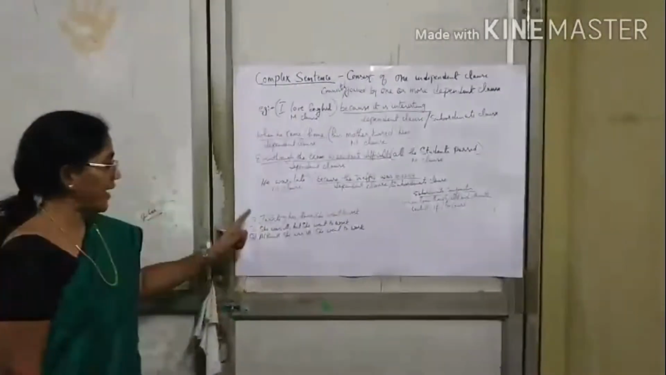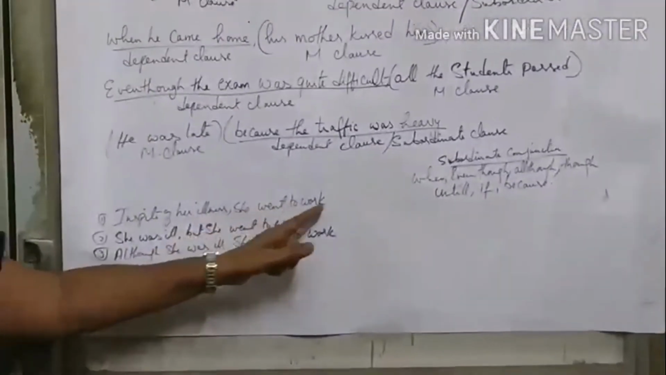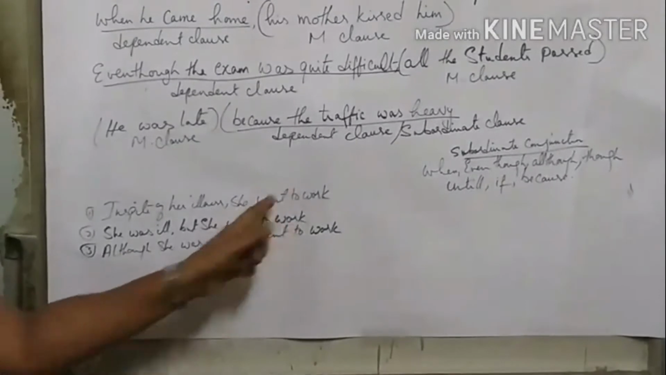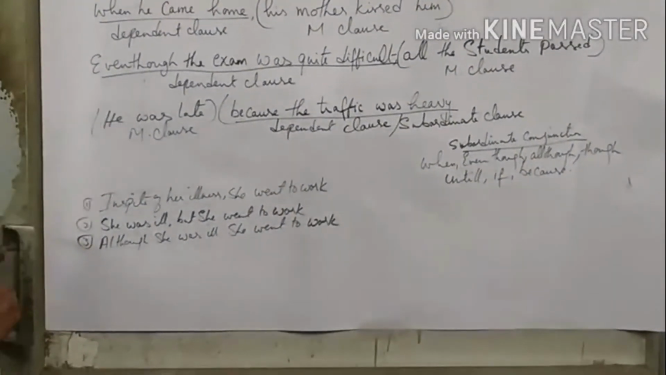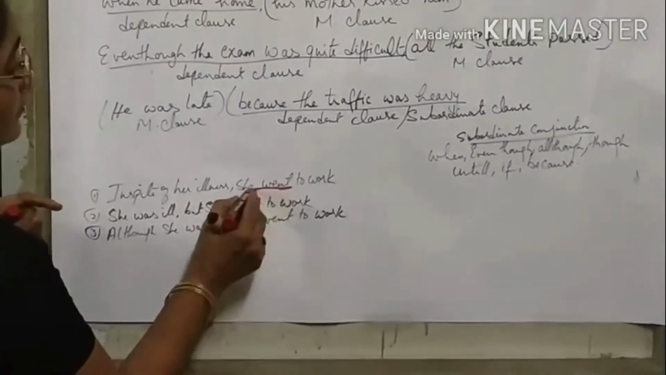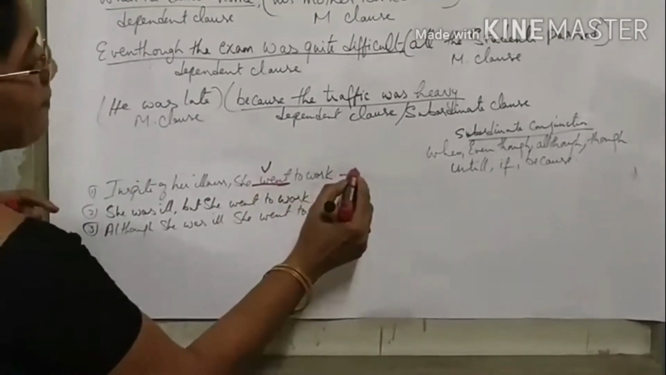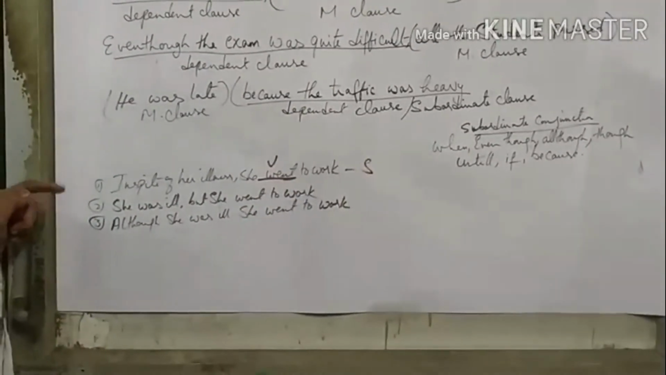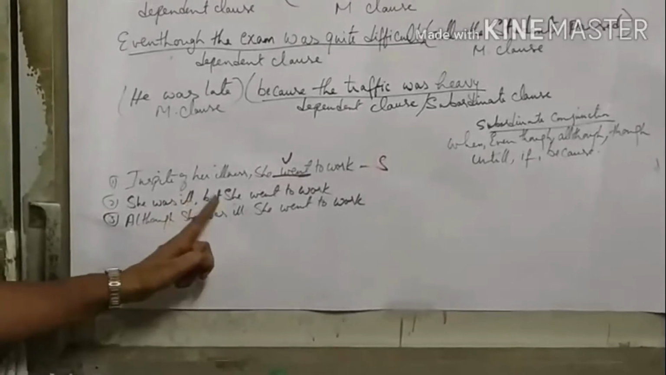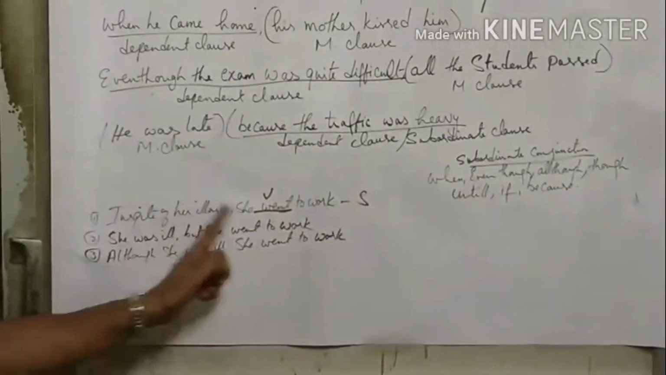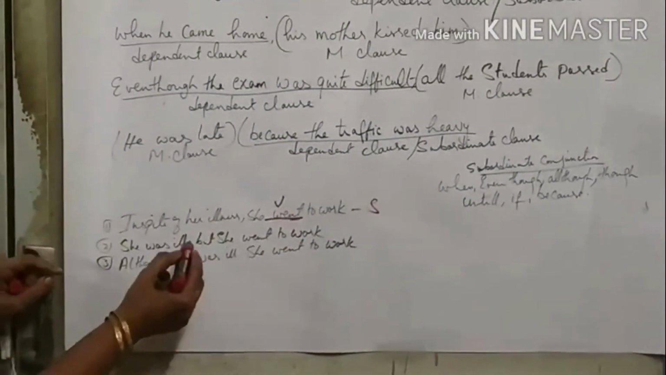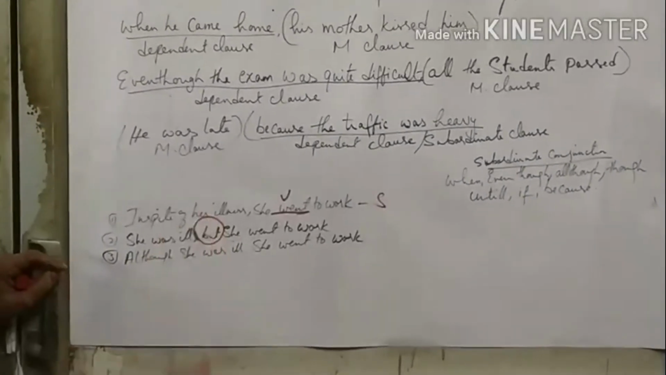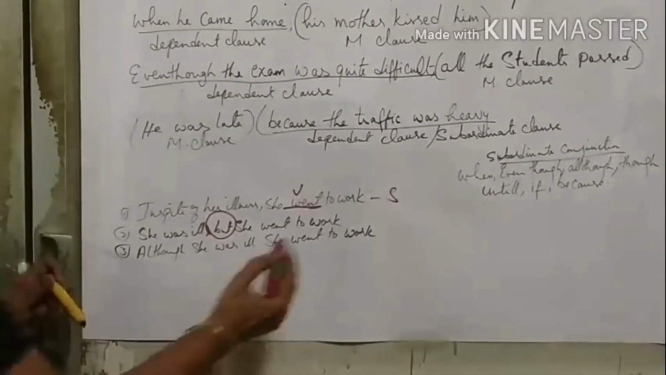Now let us see. In spite of her illness, she went to work. One verb, she went to work. You got it here? Verb. So it is a simple sentence. She was ill, but she went to work. Two main clauses joined by a conjunction, coordinating conjunction. It is a compound sentence.